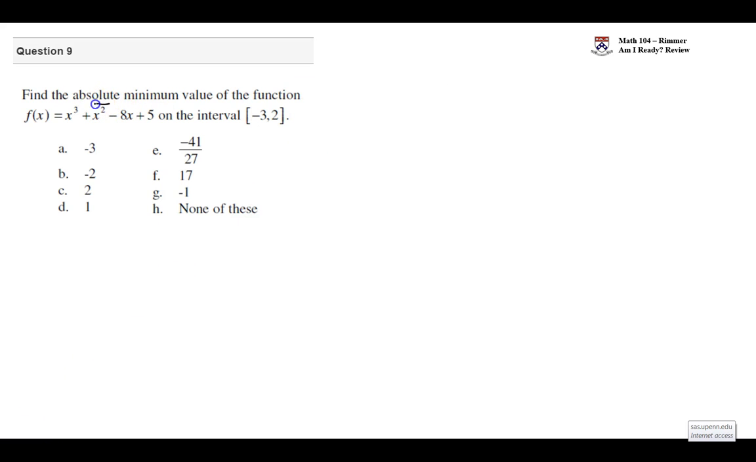Okay, find the absolute minimum value of a function on some interval. We learn that it's either going to occur at the endpoints or possibly any critical points in between. And so we make a chart of values starting with the endpoints. We take and evaluate the function at those endpoints.